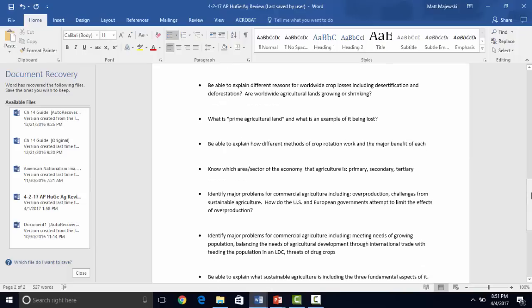Be able to explain different reasons for worldwide crop loss. Desertification. Of course, this is when land is overused. Agricultural land is lost in arid or semi-arid areas. Deserts tend to expand, especially if people are overusing the land. Then that has a tendency to cause that land to lose its nutrients and slowly become desert landscape as well.